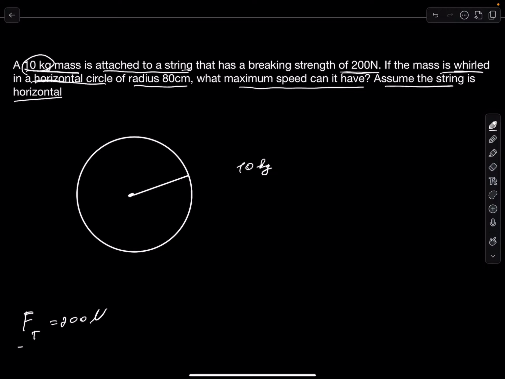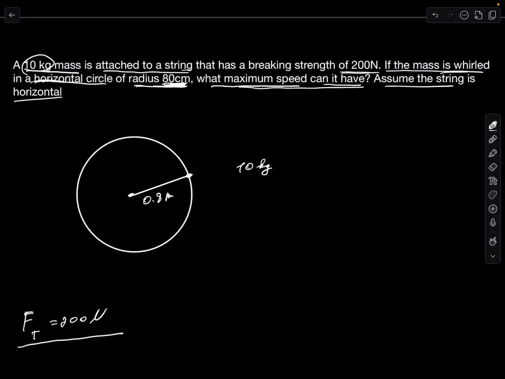So the strength that would break the string is 200 newtons. Then we also know that the mass is whirled in a horizontal circle of radius 80 centimeters. Please always convert your units to kmcs, which basically means kilograms, meters, and seconds. Never deal with centimeters. 80 centimeters is the same thing as 0.8 meters, so we're going to write it down. What maximum speed can it have?